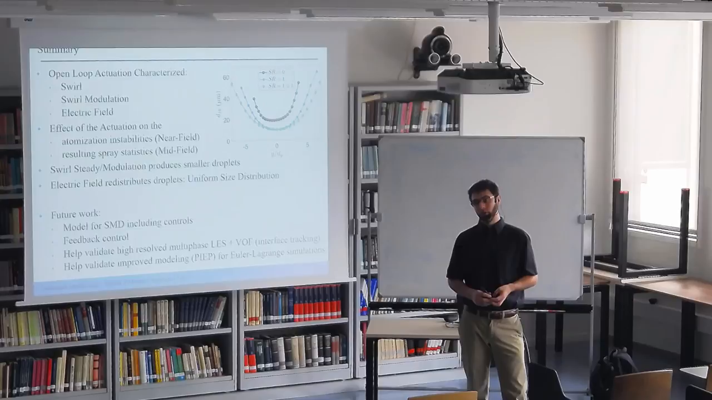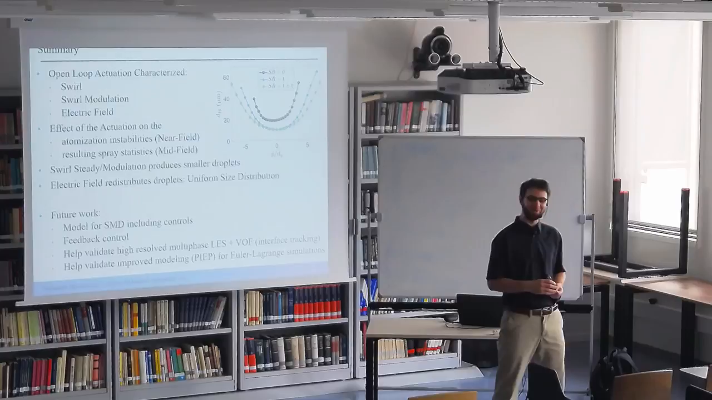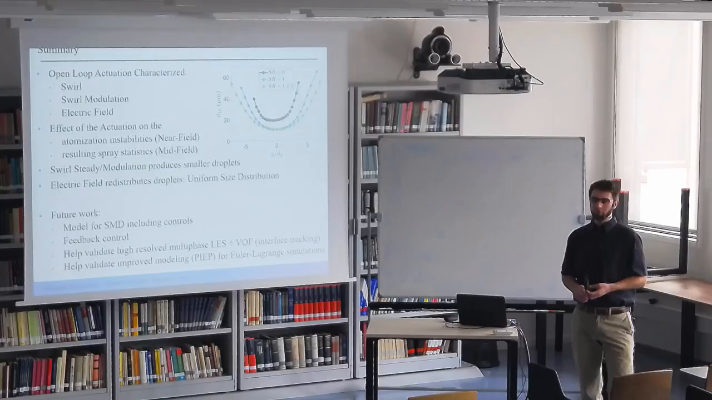J'aurais envie de penser que quand ton champ électrique est permanent et pas alterné, c'est une bonne approximation de penser que des gouttes de même taille ont la même charge. Mais mesurer la charge de gouttes individuelles, ça, je ne sais pas comment le faire. Les vitesses typiques, c'est 20 mètres par seconde au minimum pour les gouttes. Est-ce qu'il y a encore d'autres questions ? Sinon, on te remercie.